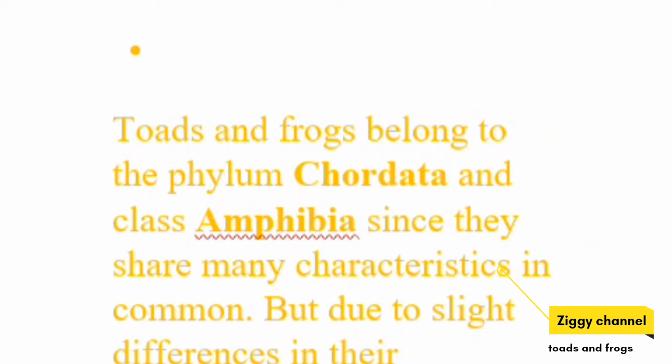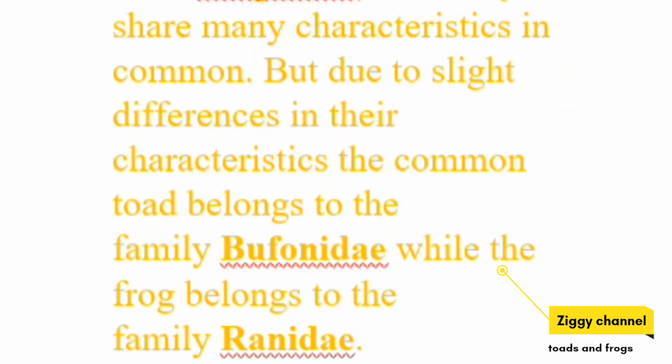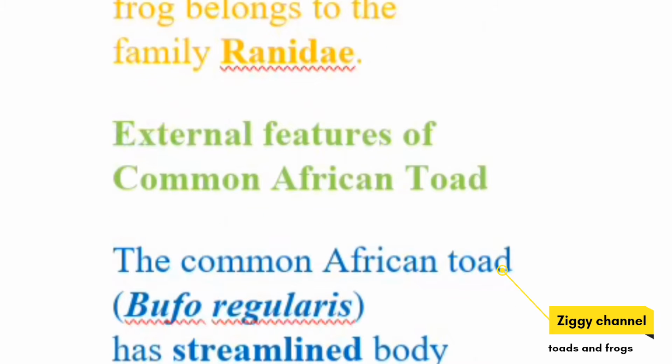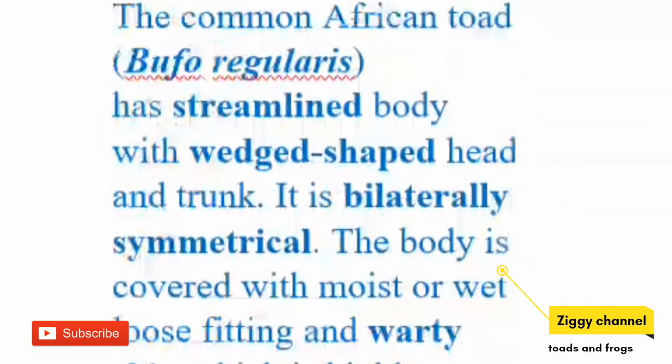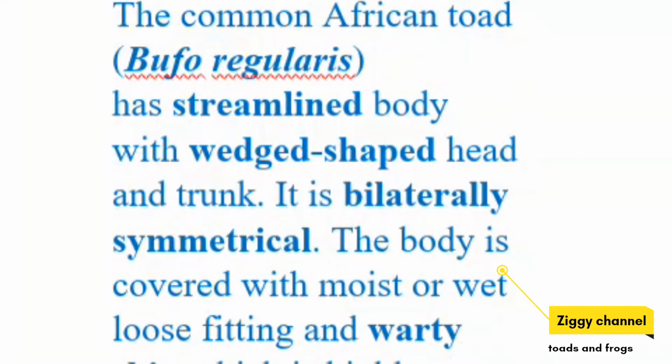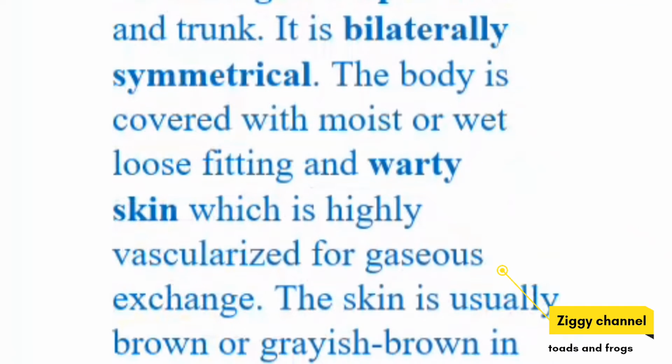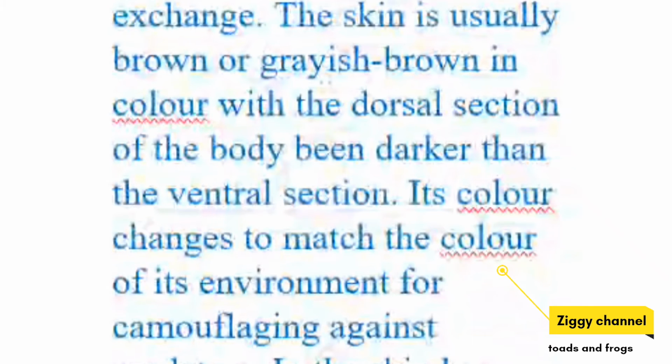But due to slight differences in their characteristics, the common toad belongs to the family Bufonidae while the frog belongs to the family Ranidae. External features of the common African toad. The common African toad, Bufo regularis, has a streamlined body with a wedge-shaped head and trunk. It is bilaterally symmetrical. The body is covered with moist, loose-fitting and warty skin which is highly vascularized for gaseous exchange. The skin is usually brown or grayish-brown in color, with the dorsal section of the body being darker than the ventral section. Its color changes to match the color of its environment for camouflaging against predators.